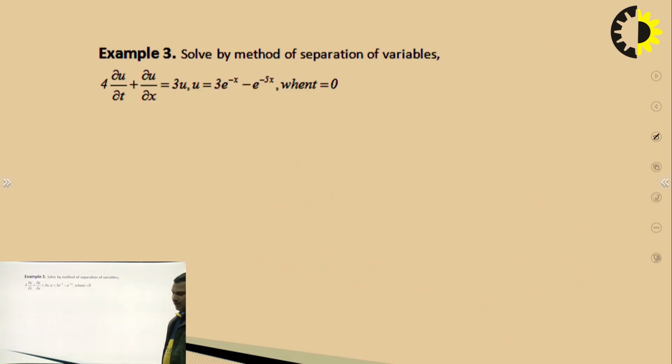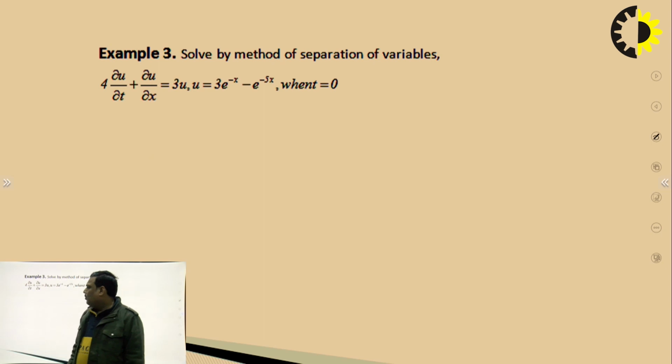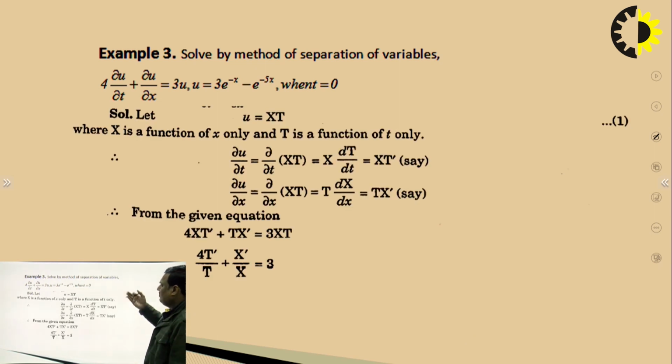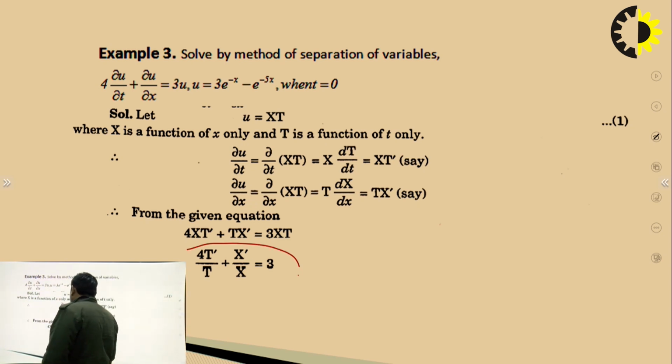Now another question: 4 ∂u/∂t + ∂u/∂x = 3u, and the condition is u equals 3e^(−x) − e^(−5x) when t equals 0. Here the function is in the form of u of x, t. Same parameters for the method of separation of variables: X is a function of small x and T is a function of t. Putting in all the values, our equation has arrived at this one.